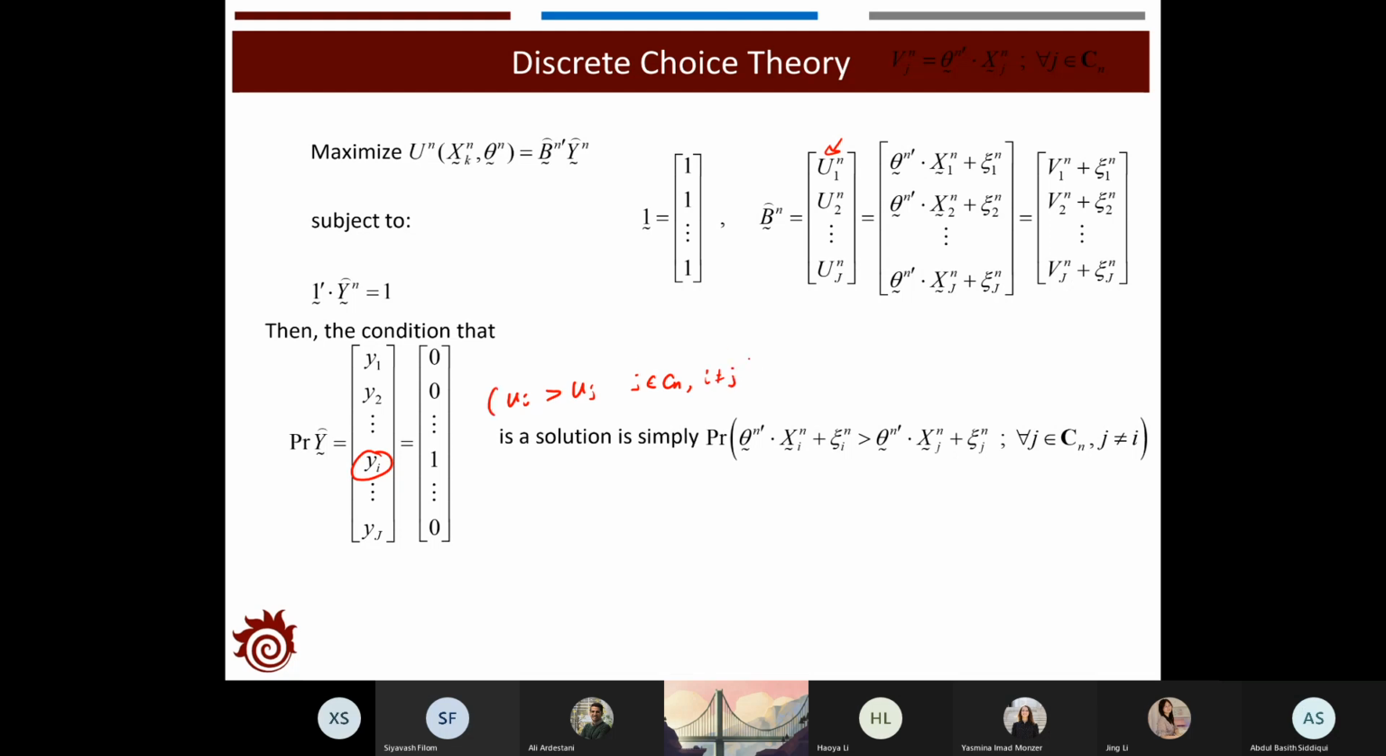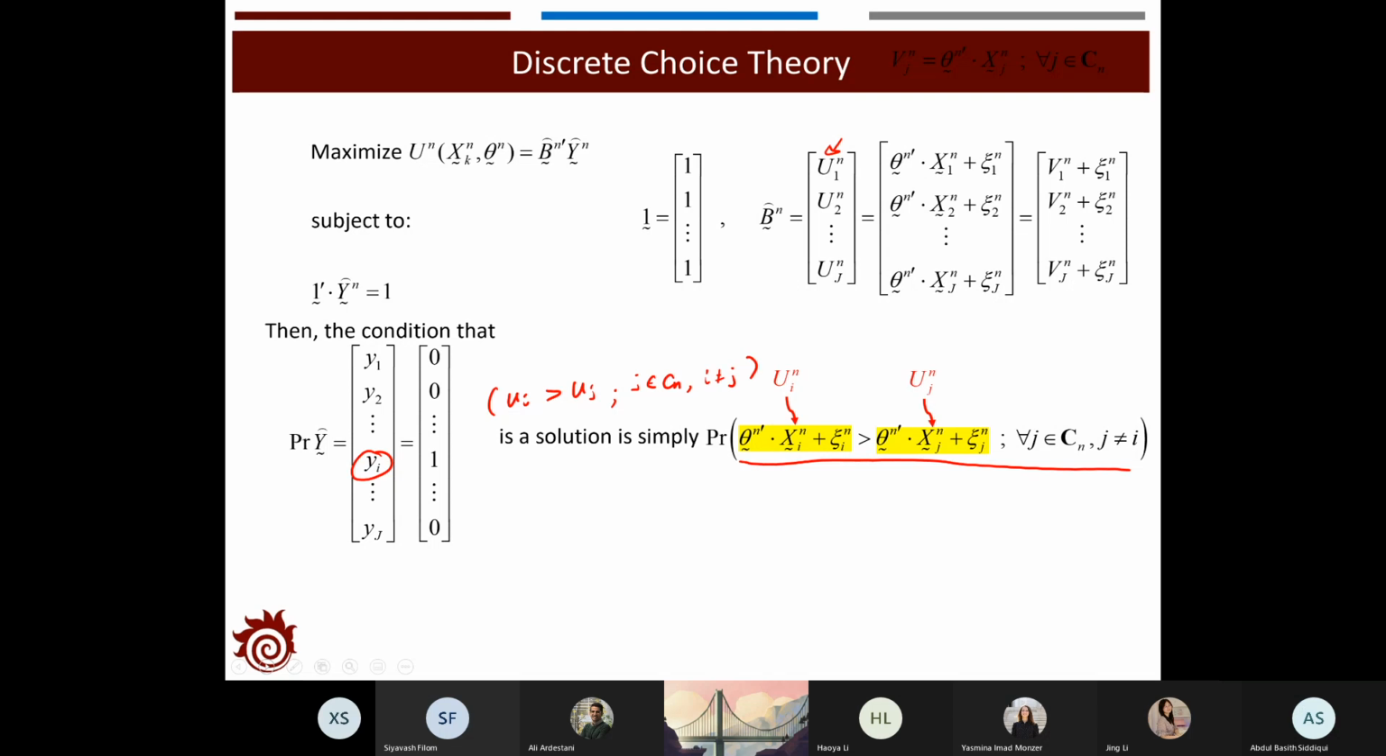So that's the case. The utility of i is higher than all the other alternatives, and Ui is the maximum value of all the U values. If we write down the linear equation we defined, it would be theta times x plus the random term is higher than the expression for the other alternatives. That is exactly what we just mentioned: Ui is higher than Uj.